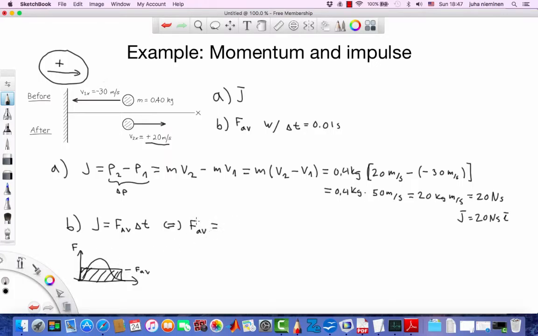Using that, F average is just the magnitude of the impulse divided by the time that the interaction lasts. So we get 20 Newton seconds divided by 0.01 seconds. That's about 2000 newtons. So the average is 2000 newtons, but the force peaks at some higher value naturally in the real interaction.